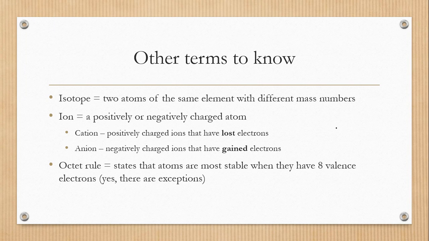We have the octet rule. This states that atoms are most stable when they have 8 valence electrons. And yes, there are exceptions. We won't really discuss those right now. Maybe later, we'll see. If you want more practice before the quiz, you can find some really great examples on page 129 in your textbook, questions 66 through 75. And hint, hint, they might look a whole lot like your quiz.